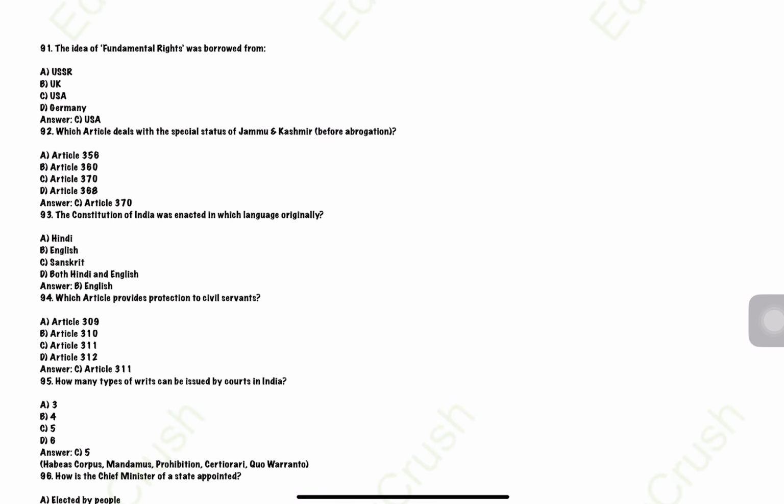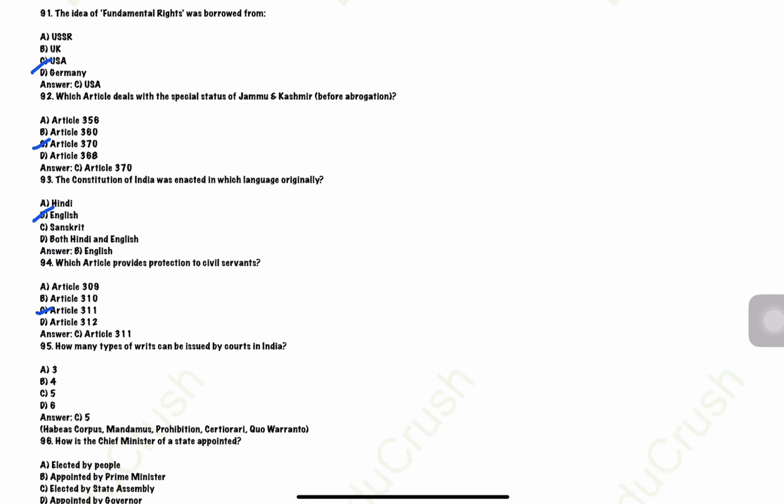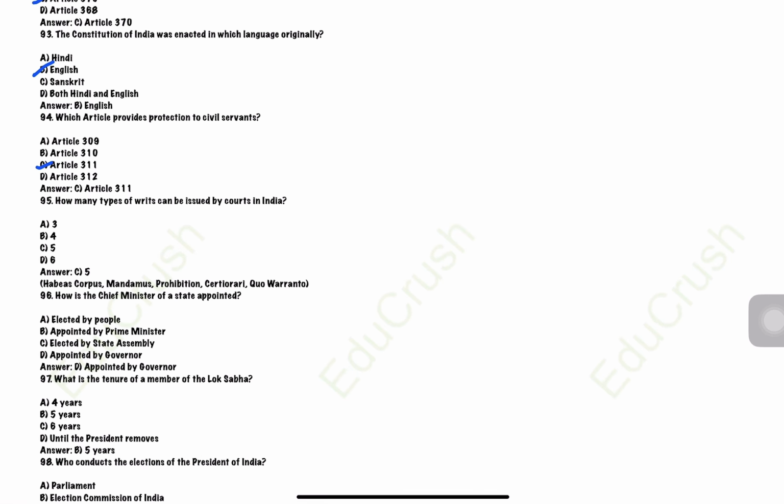The idea of fundamental rights was borrowed from USA. Which article deals with the special status of Jammu and Kashmir before abrogation? Article 370. The Constitution of India was enacted in which language originally? English. Which article provides protection to civil servants? Article 311.